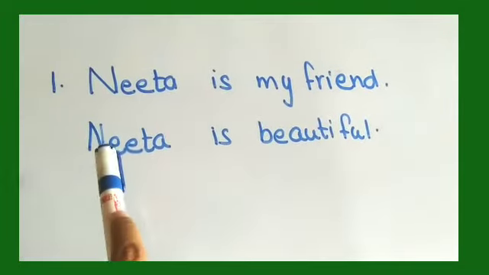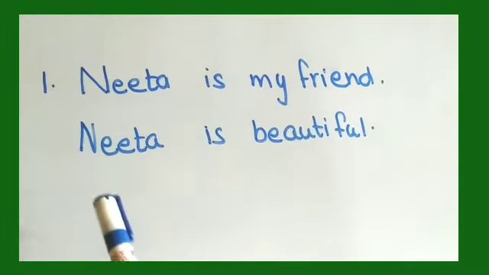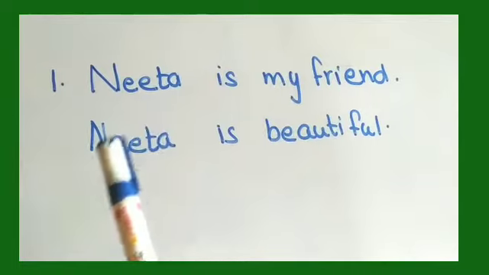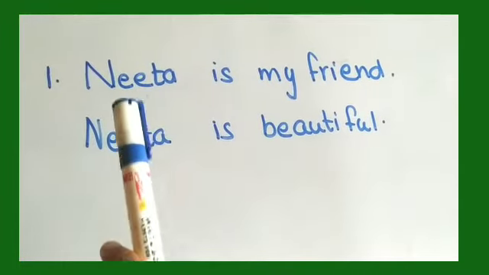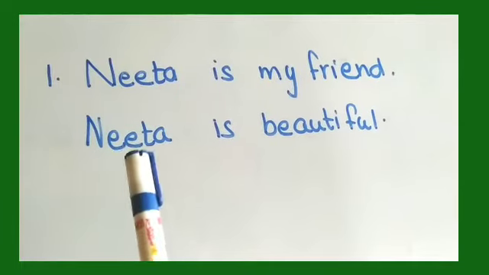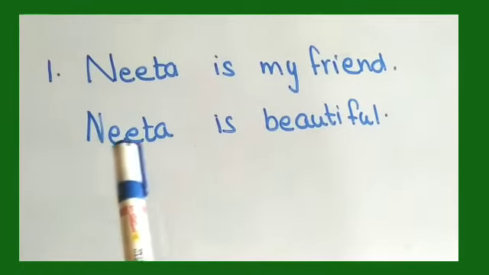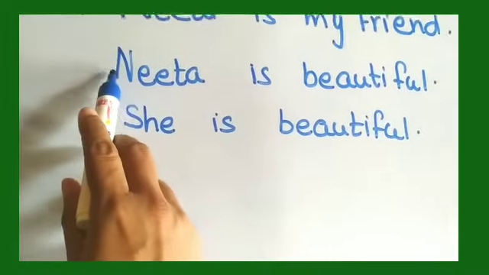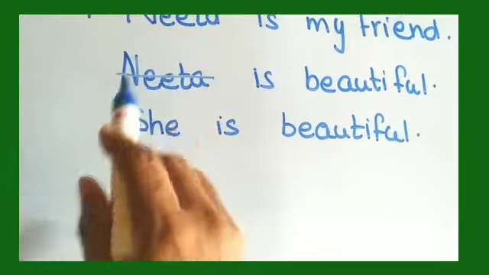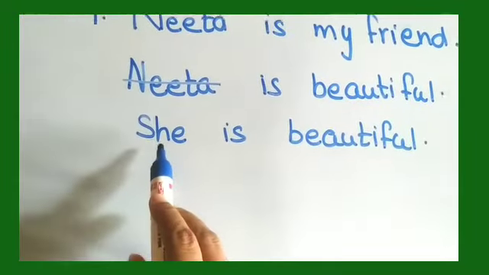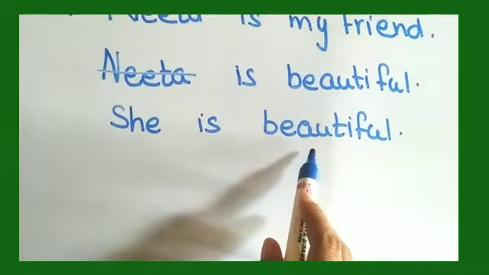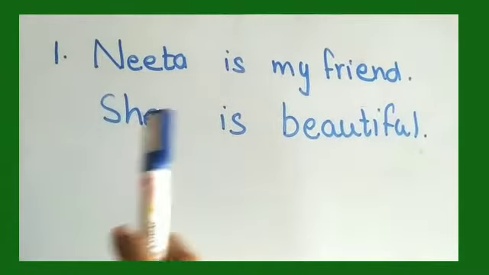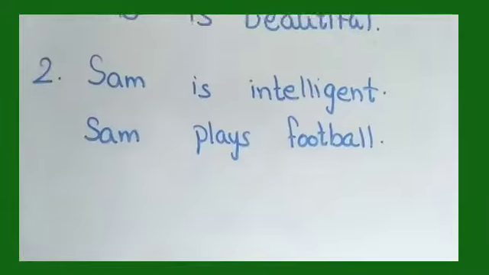Now children, look at this example. Neeta is my friend, okay? Neeta is beautiful. So you see here the naming word Neeta, right? So I have used the word two times. So I can avoid this. For the second sentence, how can I write? Instead of Neeta, I'll cut this, because that is the repetition of the name. I can also write she is beautiful. Fine. So the sentence will be Neeta is my friend. She is beautiful.